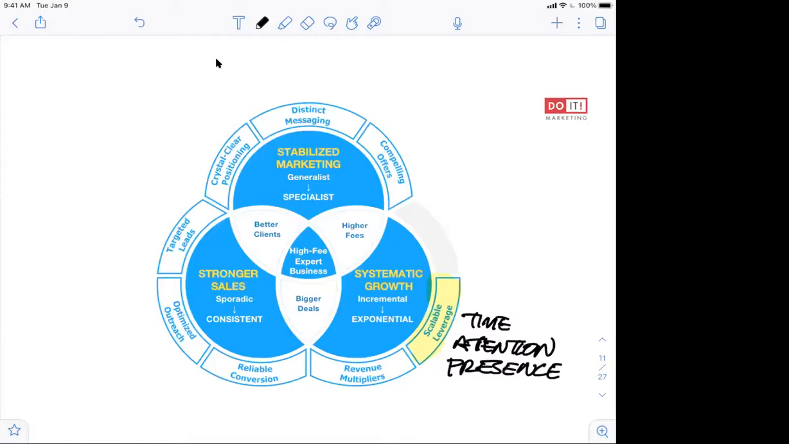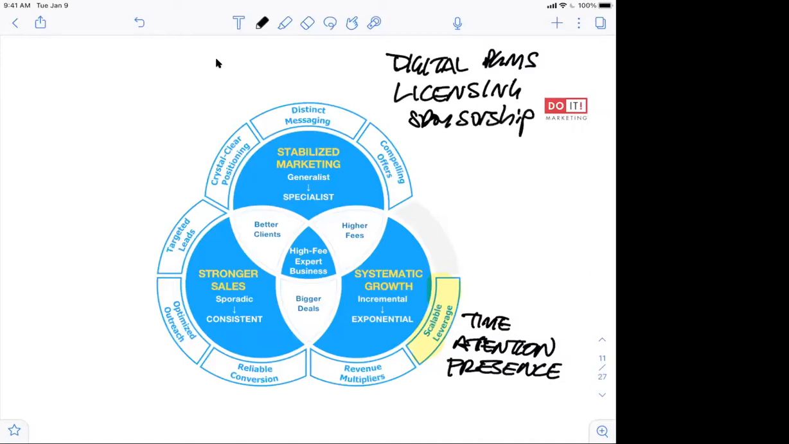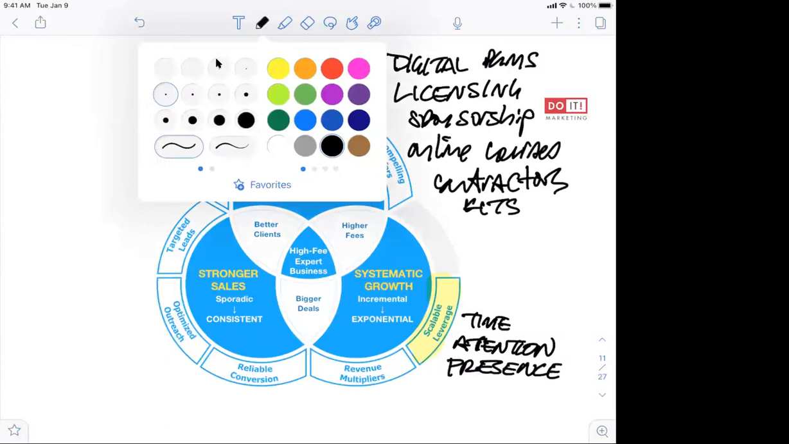Let me share what I'm talking about. So this is an area where you want to think about things like digital programs, licensing, sponsorship, online courses, subcontracting to other coaches, trainers, and consultants, putting together kits or packages or implementation packs where they can take the course once and then license that material to continue the work after you've left the building.